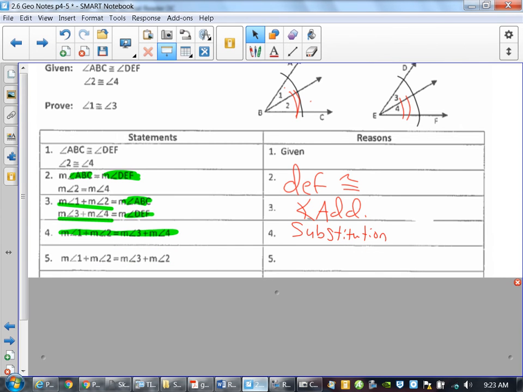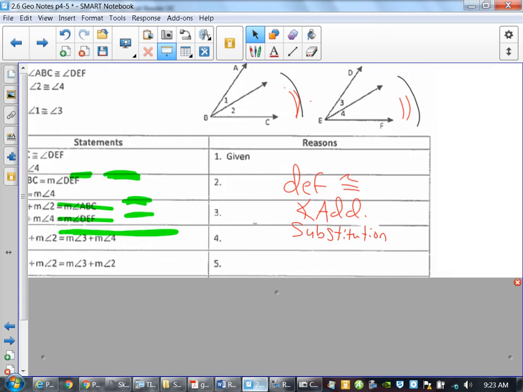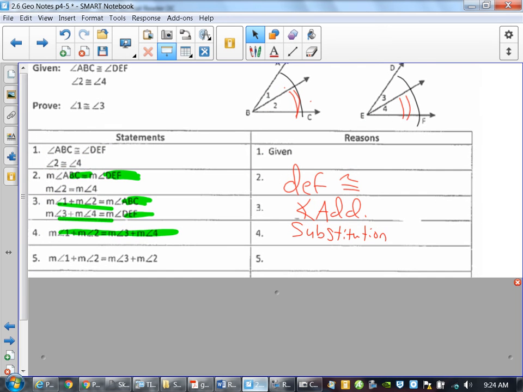What changed between those two steps? The 4 became a 2, didn't it? Why could the 4 become a 2? Not subtraction, not division, because substitution. Because up here, it says that angle 4 equals angle 2. So anywhere I see an angle 4, I can replace it with angle 2. And like we said yesterday, you can have multiple steps being the same. Happens all the time.